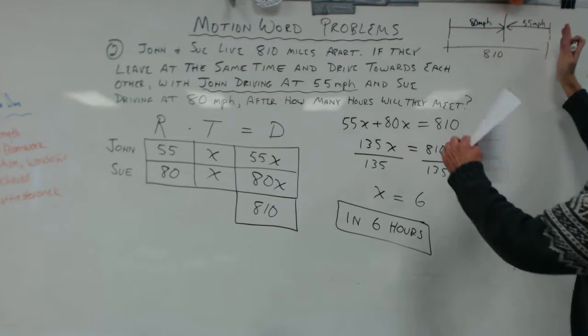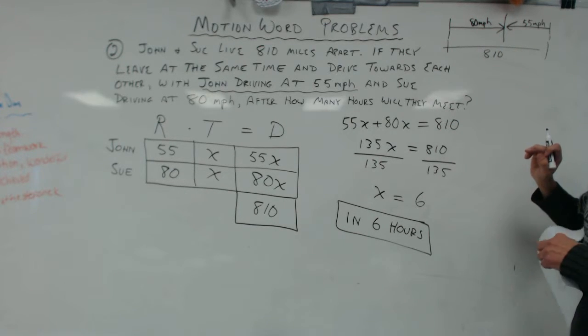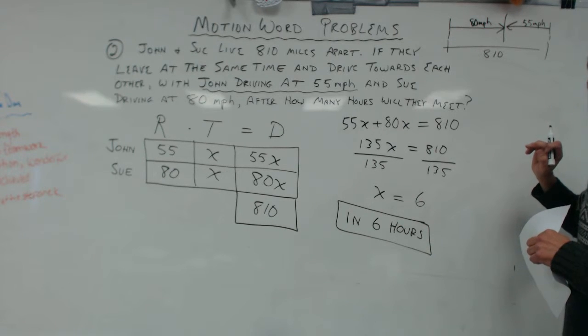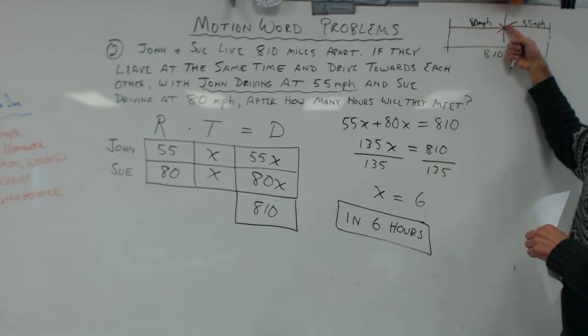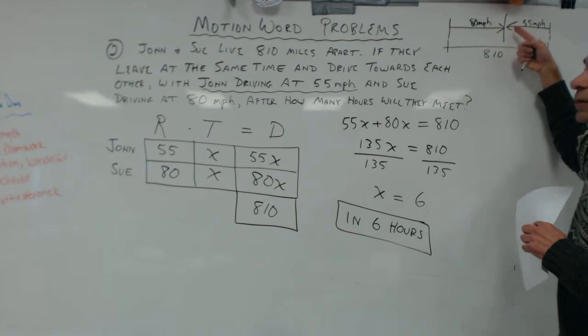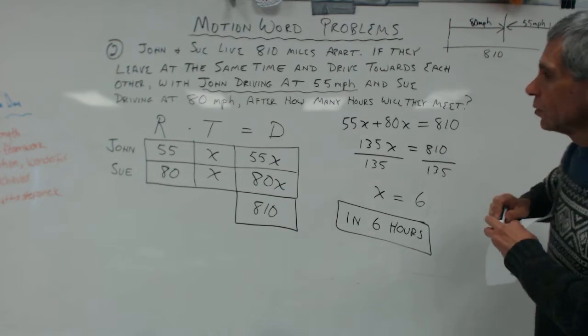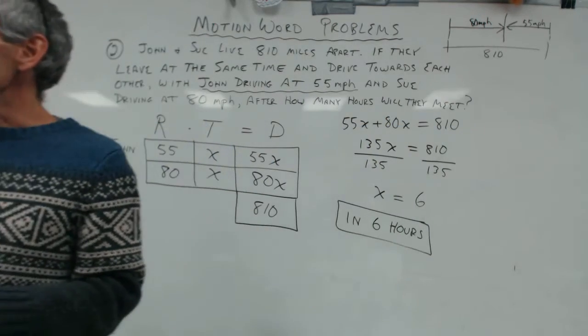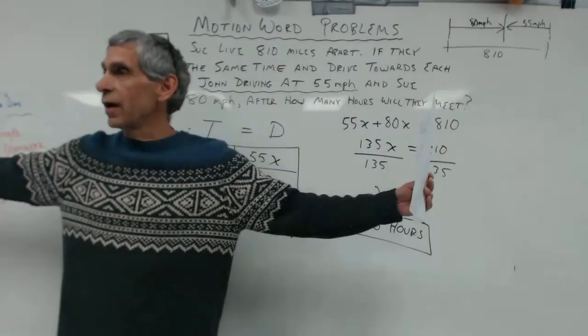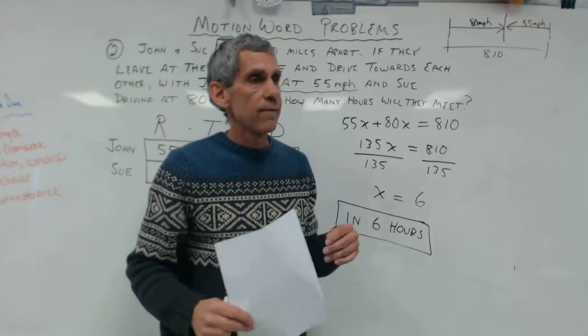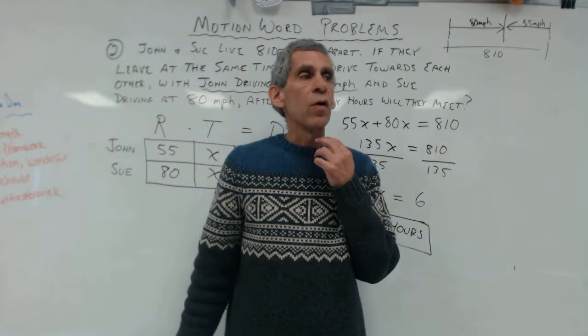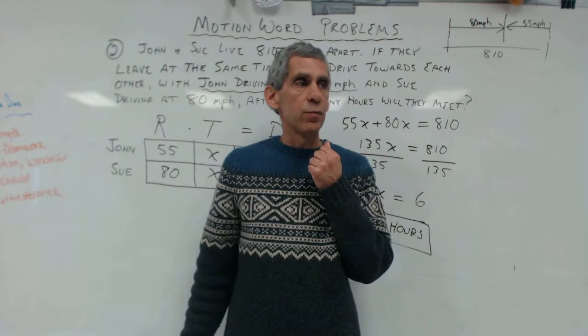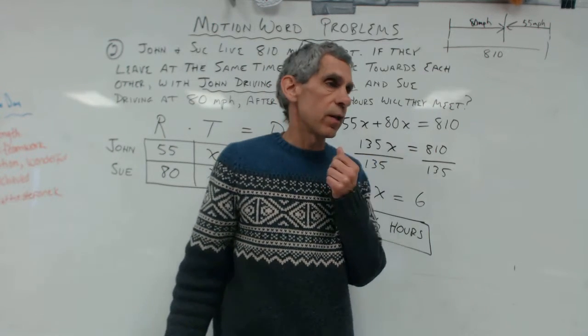If you're going 80 miles per hour, you're going to go a longer distance. I'm showing the distance right here. See what I mean? So that's what's going on. So it is 6 hours total that they're both driving. Each of them is driving 6 hours. That's a good question. Glad you said that.